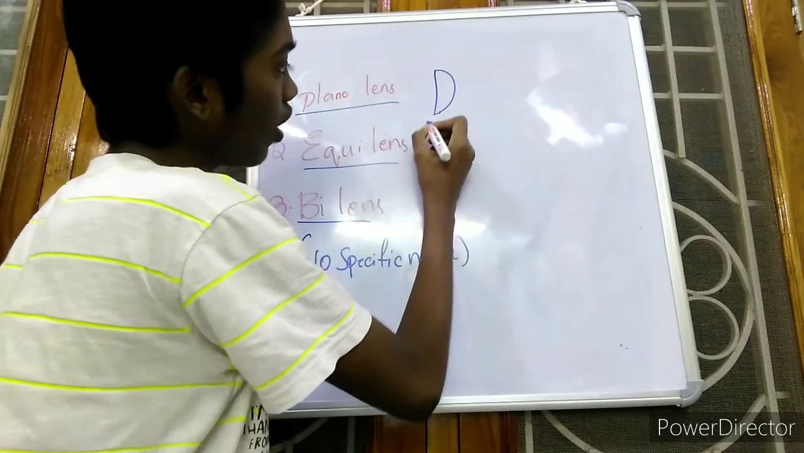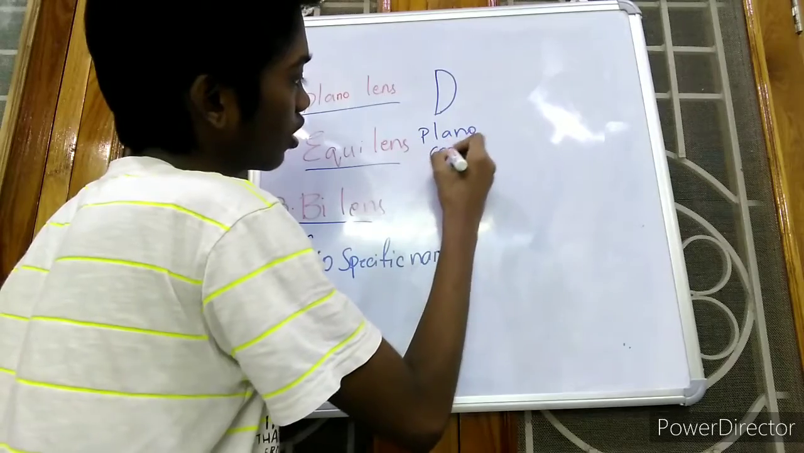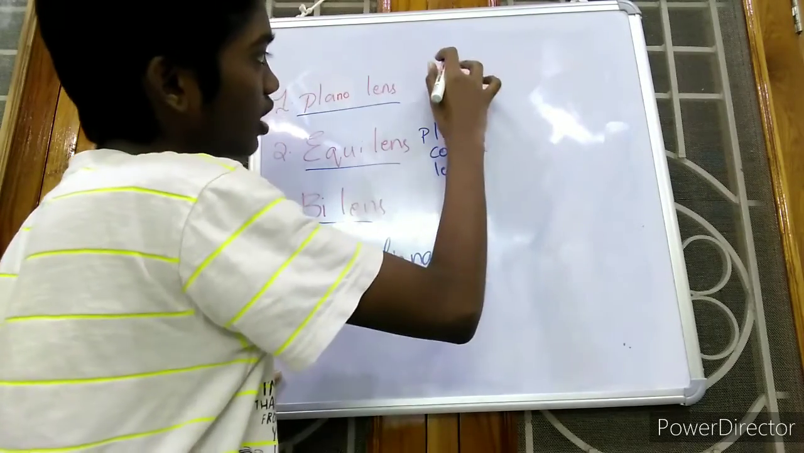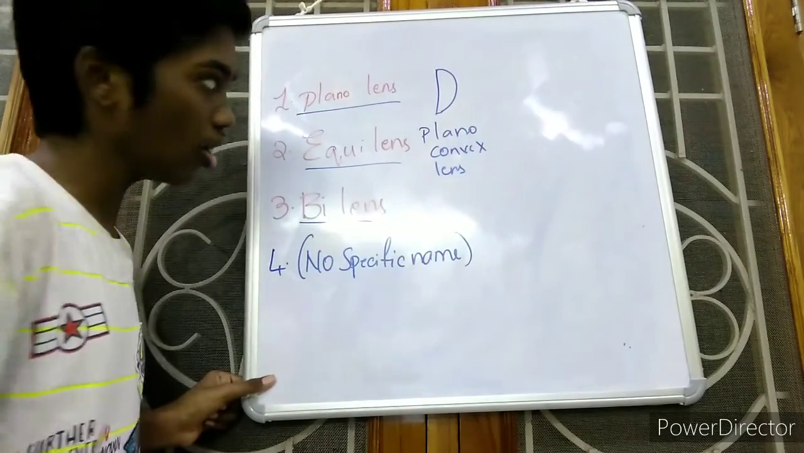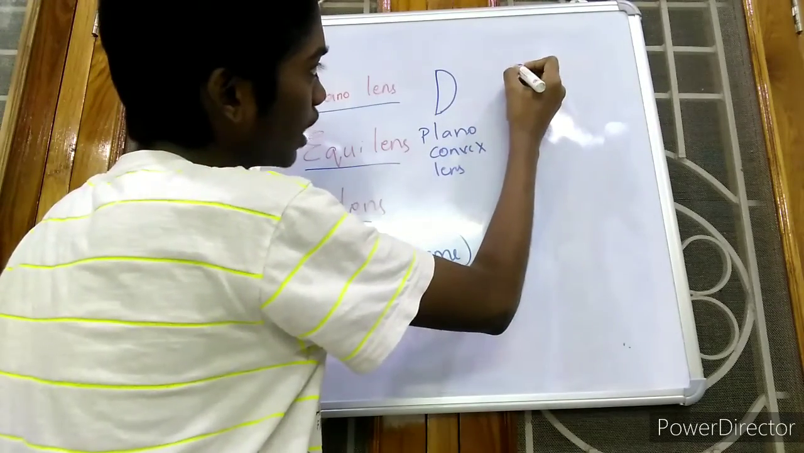So this can be called a plano-convex lens. Why? Because this curved structure is similar to the structure of the convex lens, so it can be called a plano-convex lens, and we can draw a plano-concave lens like this.